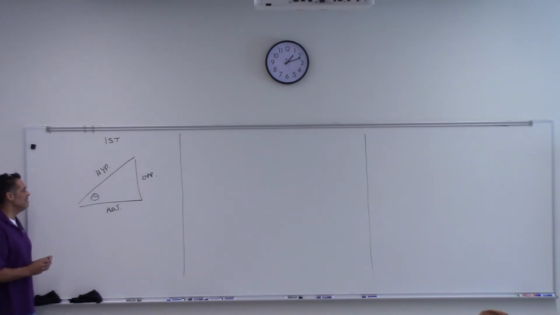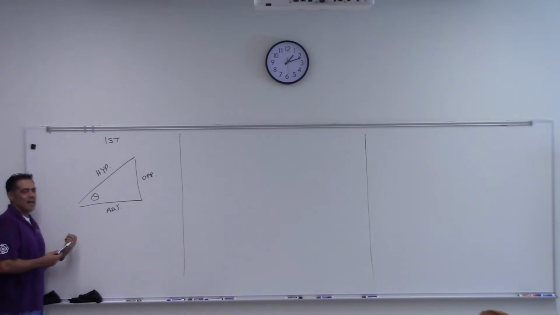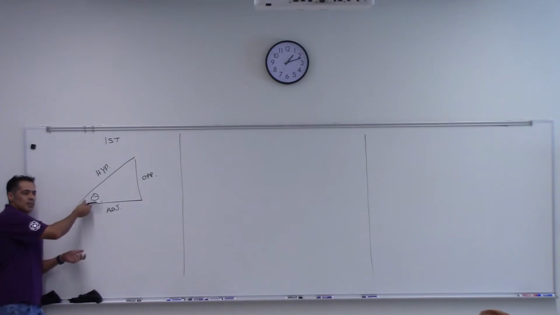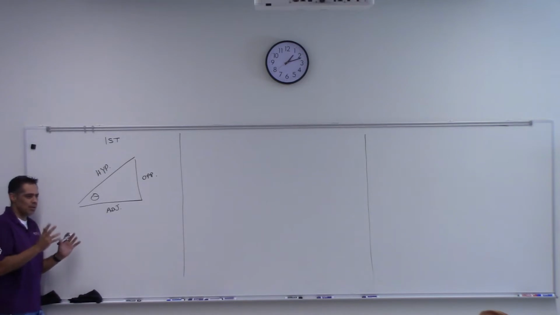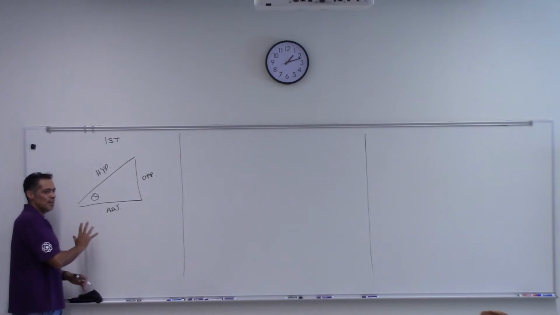What was kind of the downfall of this? Like, what was the bad part of this? Yeah, you could only do it when the angle was less than 90 degrees. Okay, so even though it was good and SOHCAHTOA, that's all cute, we still had some limitations, right?